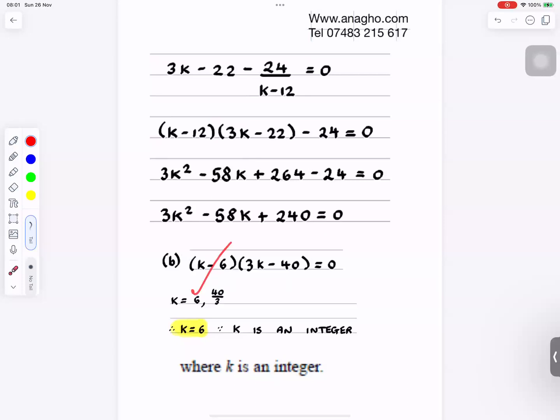You get k is 6 and k is 40/3. But you choose k equals 6 because they say the answer is an integer.